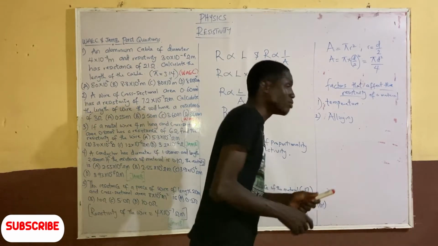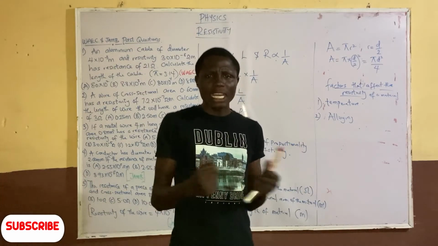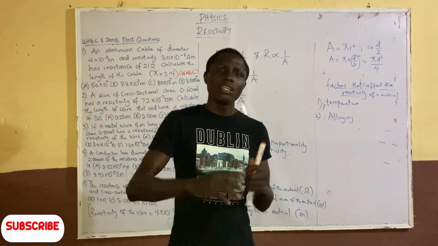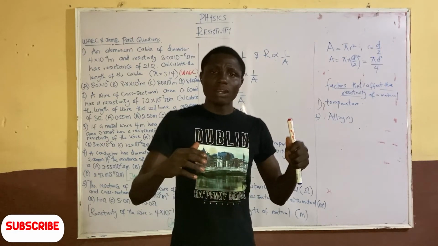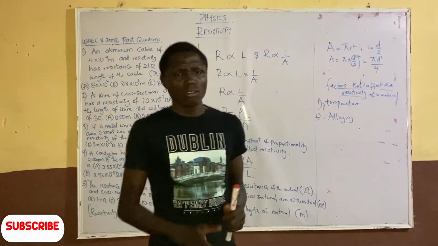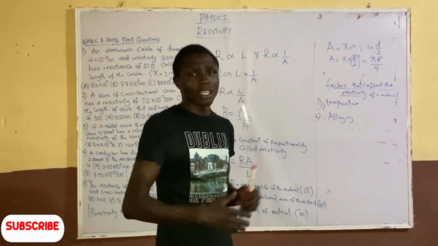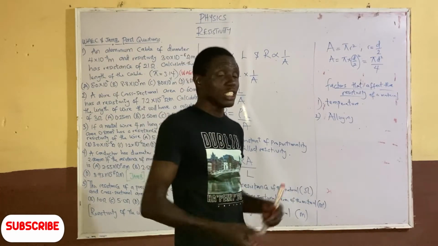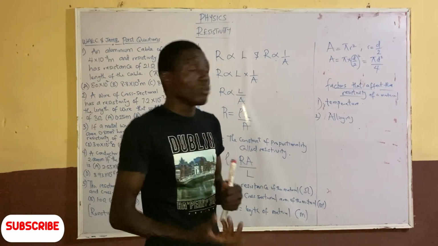We have alloying, and we have cold working. When the material is worked, the resistivity might also increase, and so on and so forth. But these are the major factors: alloying, working, and aging. When a material is aging, it also causes the resistivity to increase.